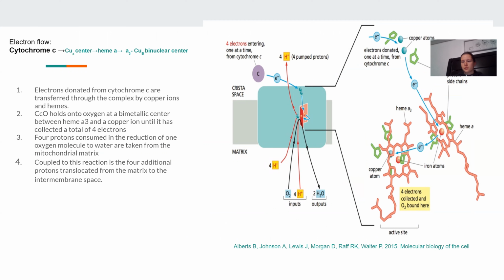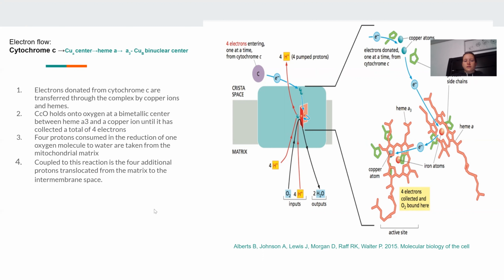Looking at the electron flow, electrons are initially donated from cytochrome C one by one. They're transferred through the complex by copper ions and hemes, as you can see in the picture. And cytochrome C oxidase actually holds onto oxygen at a bimetallic center, and this is because until it collects 4 electrons, it exists as a radical, which can impact mitochondrial function.